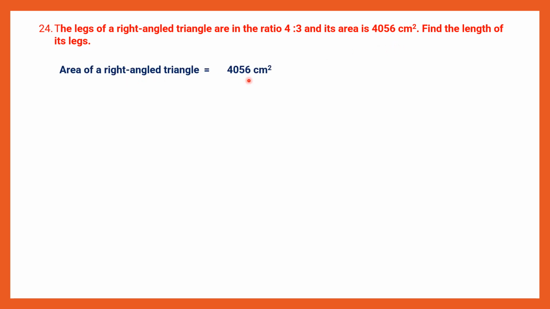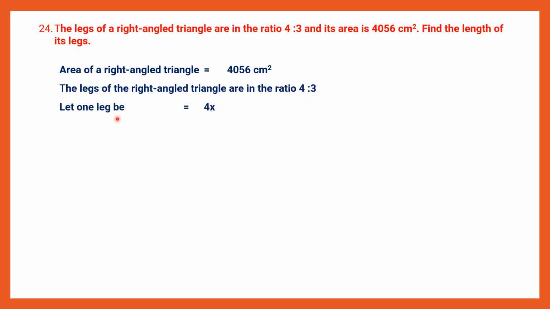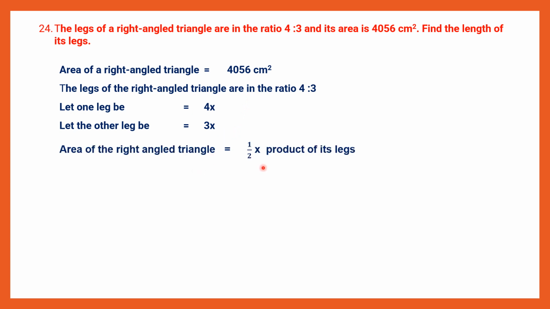So area is given to us and the ratio is given to us of the legs. So let one leg be 4x and the other leg be 3x. Now we're going to use a formula to find area to help us find x. So the formula is 1 by 2 into product of its legs. So let's substitute. So this is an equation. Area is given to us, which is 4056 centimeters square, and this is equal to 1 by 2 into product of its legs. The legs are 4x and 3x.